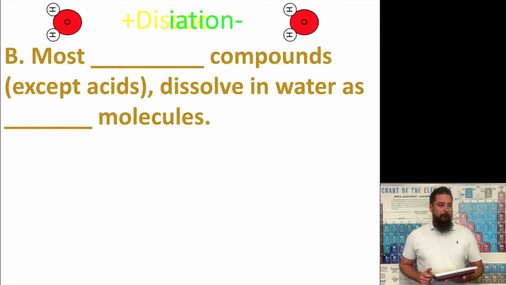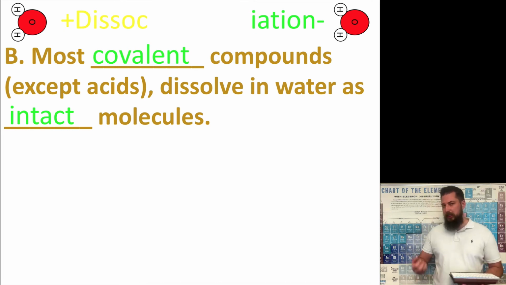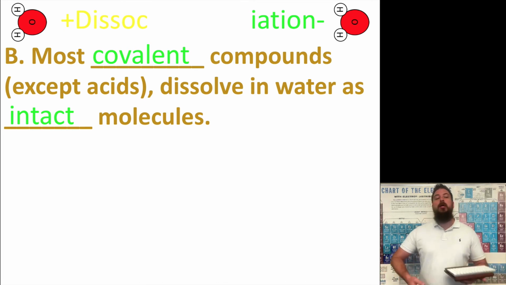All right, and now most covalent compounds, except for acids, we're going to talk about acids next unit, will dissolve in water as intact molecules. And so what that means is they do not dissociate. So ionic compounds will dissociate, covalent compounds will not. And an example of this is sugar. When you dissolve sugar in water, the sugar molecule stays intact. It does not break apart.